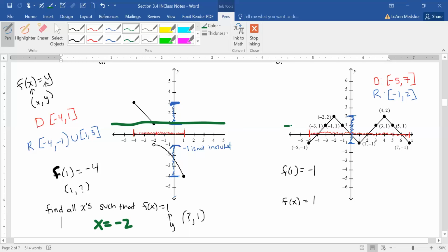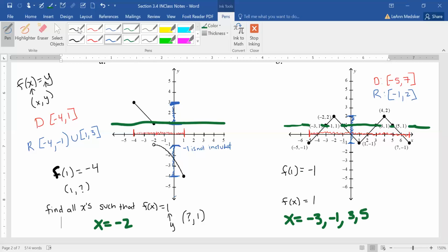When I do that on this other one, though, you'll notice, I'm trying not to write through my actual points, it actually crosses my graph 4 separate times. So this one, there's 4 separate answers. The x's that all had a y value of 1 are -3, -1, +3, and 5. So that's why there's more than one answer, is because that's not violating the rules of being a function. It's just saying that there are all of these unique x's went to that same specific y value.